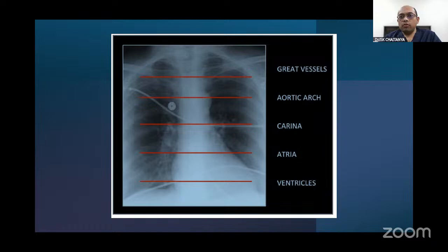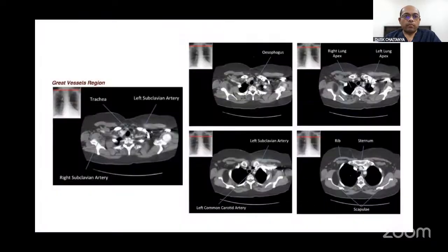So when we go into CT, when we are able to get axial images, let us discuss the first 4 or 5 slides. I'll walk you through what structures we'll come across at different levels of imaging. These red lines are the markers of the level at which the image I am showing you is being displayed. So the first axial section is an image at the level of the great vessels.